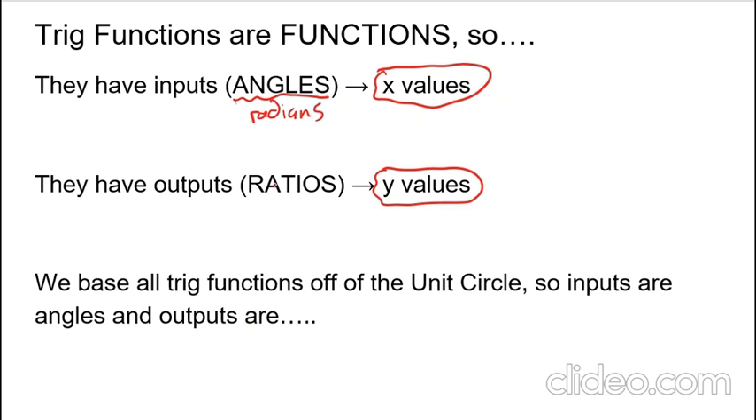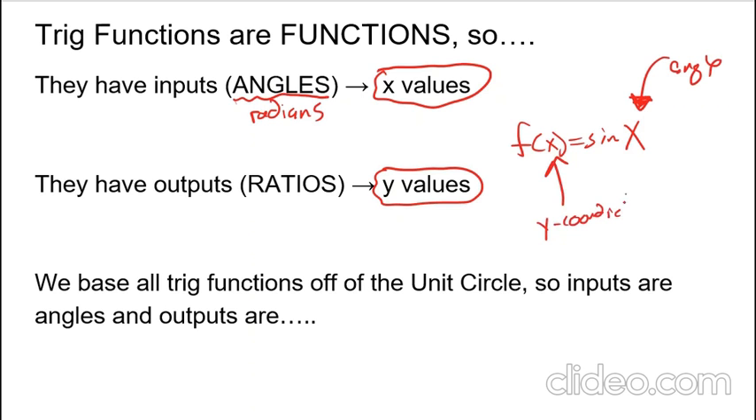So inputs are angles and outputs are, well, it all depends. If it's sine, the output's the y coordinate from the unit circle. If it's cosine, the output's the x coordinate from the unit circle. And if it's tangent, the output is the y divided by the x from the unit circle. So that's what we really need to make sure we understand: we call inputs x, we call outputs y. But if we're working with the function sine, for example, sine of x, because we put an x for the input, x is an angle. And the output that we can typically call y is the y coordinate from the unit circle.